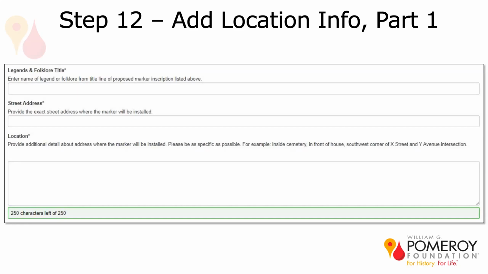In this section, you will also begin adding information about the location of where you anticipate the marker to be installed. This includes the full street address, the name of the city, town, or village, zip code, etc. You will also be asked to include a description of what's located at that site today. That means additional details about the specific address.